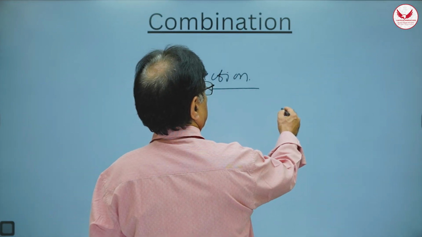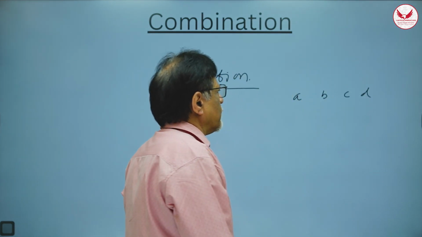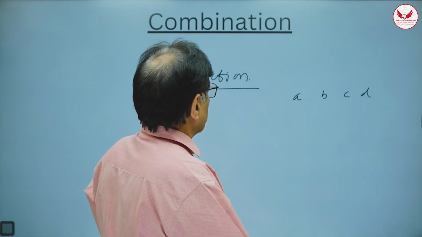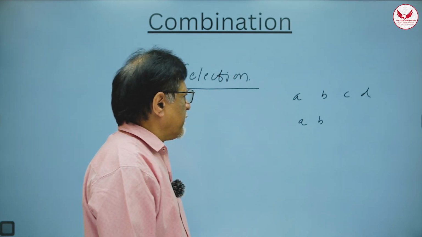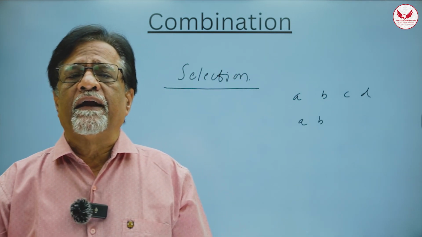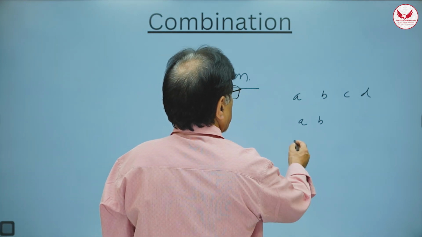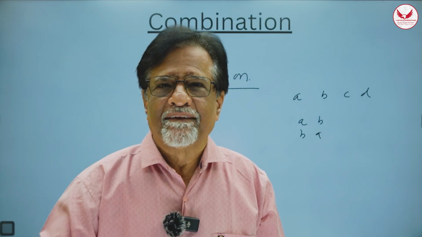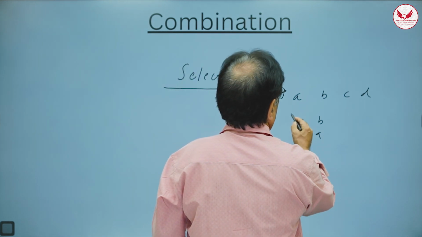Suppose I have got 4 candidates coming for an interview, A, B, C and D, and I want to select only 2 of them. Suppose I have selected A and B. Somebody says, no, I have selected B and A. That's nonsense because it's the same selection, right? So AB and BA are the same selection. That means the order here is not important. Only which objects you select, that is important.